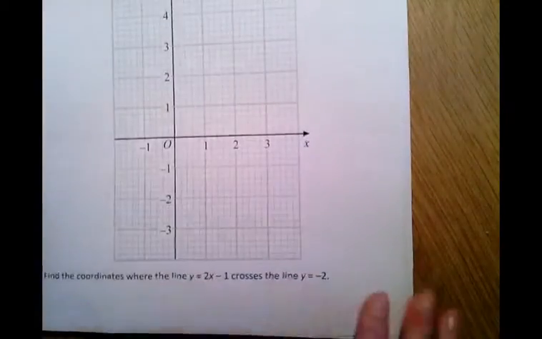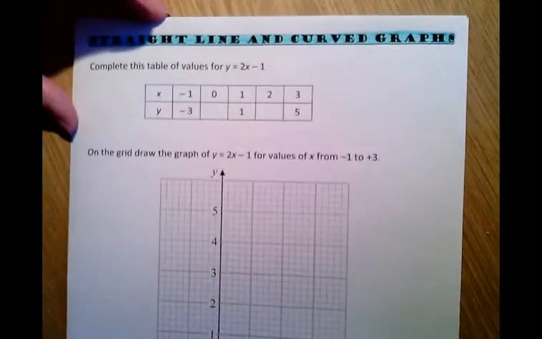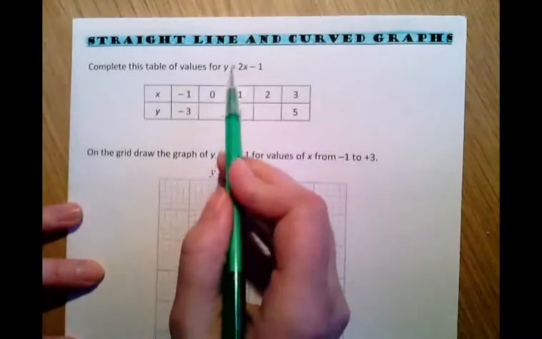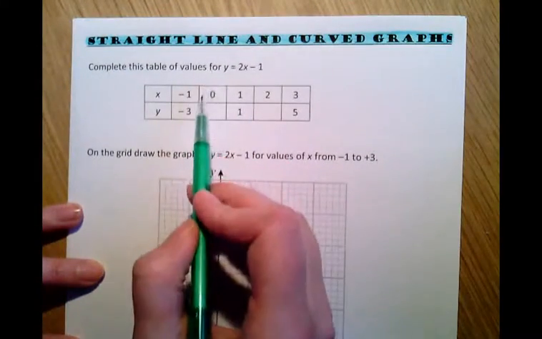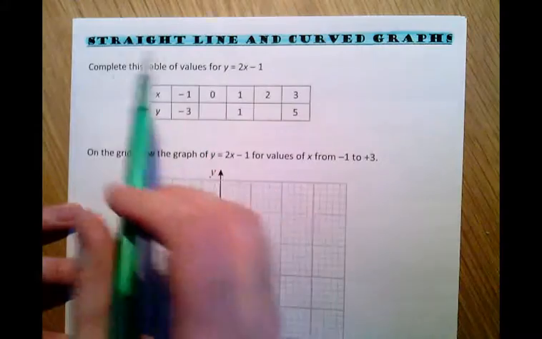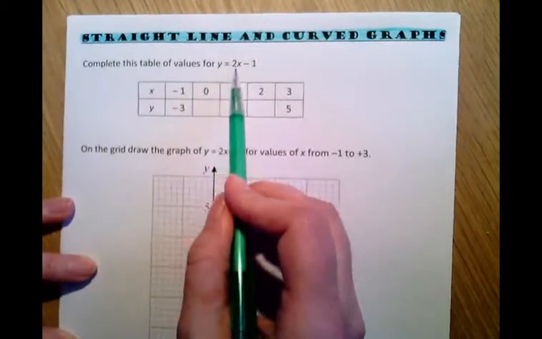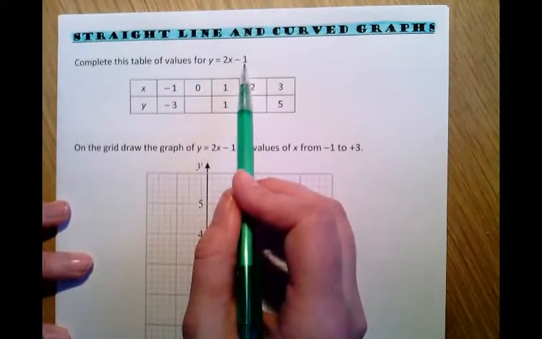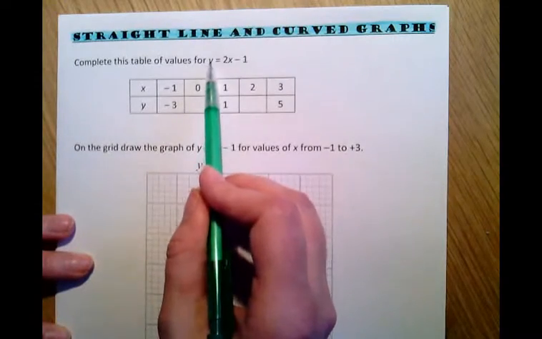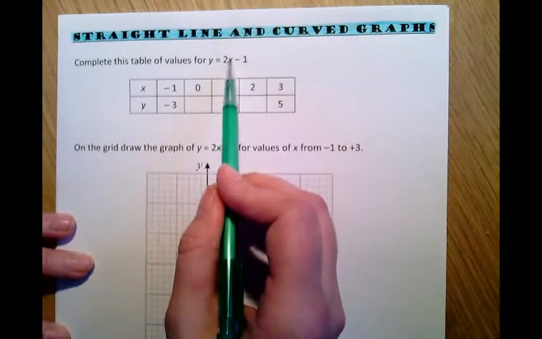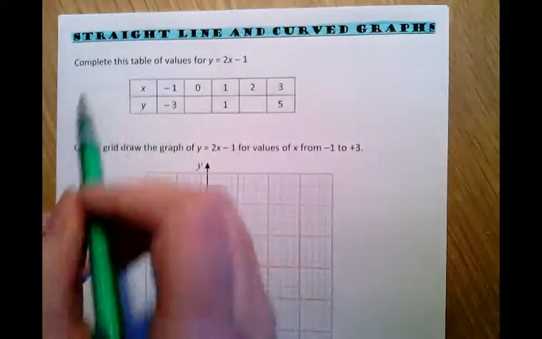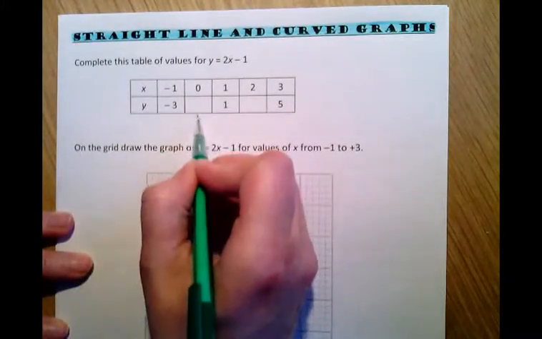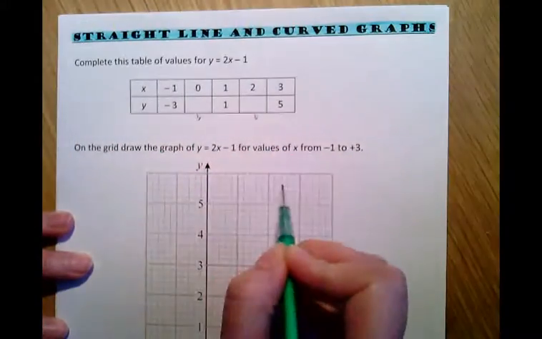So the next type of graph that we're looking at is a straight line graph. So normally for these, they will give you an equation just connecting up the x coordinate and the y coordinate. So complete this table of values for y equals 2x minus 1. So that means the y coordinate is equal to 2 times the x coordinate, take away 1. So they've got 2 spaces here that need filled in.